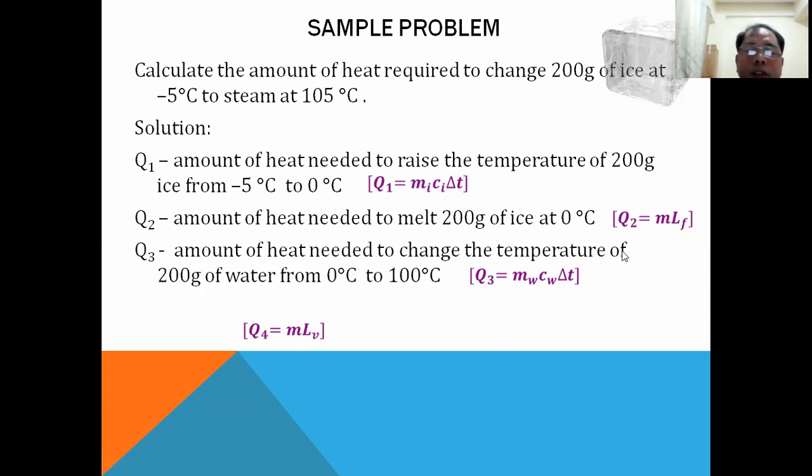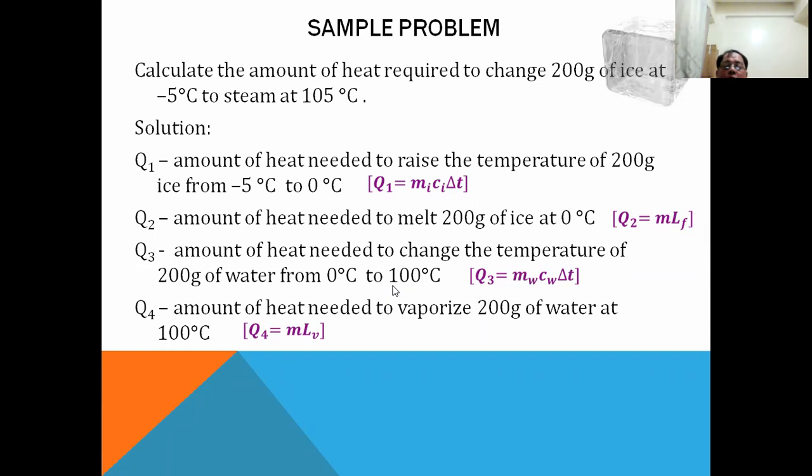Now our Q sub 3: once you reach 0 degrees, you will increase the temperature to 100. So you will use mc delta T as your other formula. So this is from solid into liquid, liquid that is already at 100 degrees Celsius. Now the fourth one, you want to change the boiling water. Once it reaches 100, it will boil, but it will still not change into gas. So what do you need to change it into gas? Then you need your latent heat of vaporization.